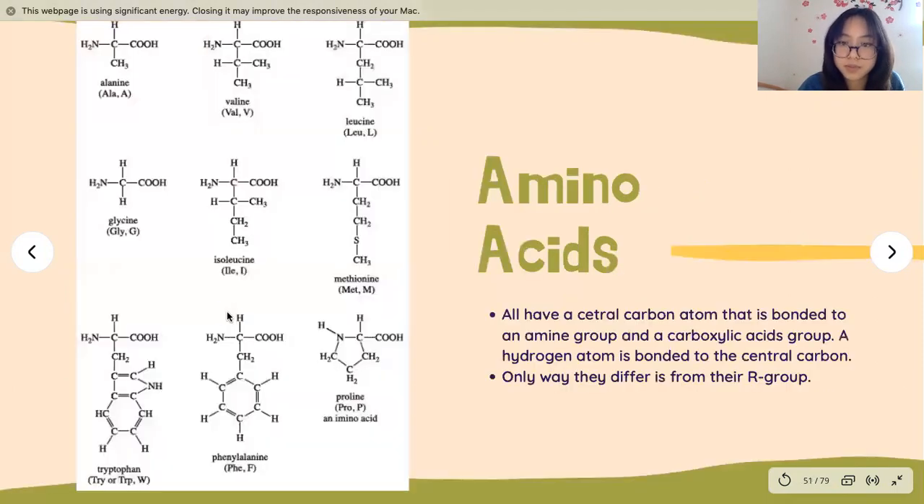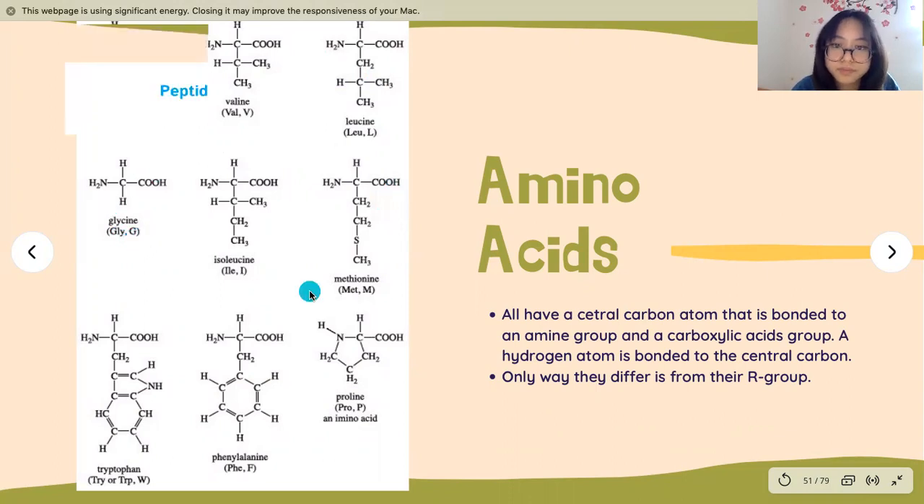So next up is proteins. Proteins are made from amino acids. They have a central carbon, as you can see here, that is bonded to an amine group and to a carboxylic acid group, and there's also a hydrogen. As you can see, they're all similar except for their R group.